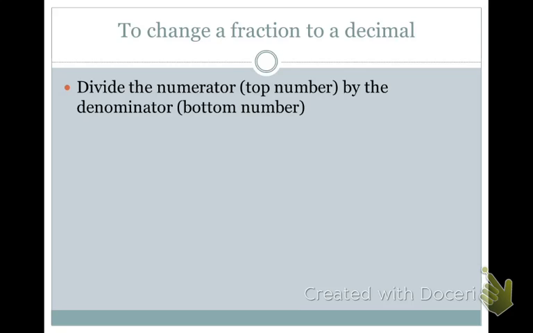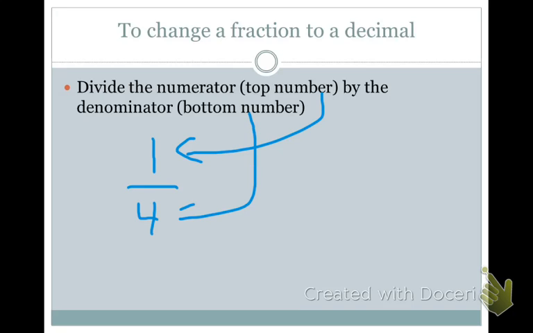So to change a fraction to a decimal, you will divide the numerator, which is the top number of the fraction, by the denominator, which is the bottom number of the fraction. So if I showed you an example of that here, if we had 1 over 4, this would be my top number, my numerator, and this would be my bottom number, my denominator. So I would divide 1 by 4, and that's going to give me a decimal, because 4 will not go into 1 a whole number of times. It's going to be a fraction, so it's going to be a decimal.